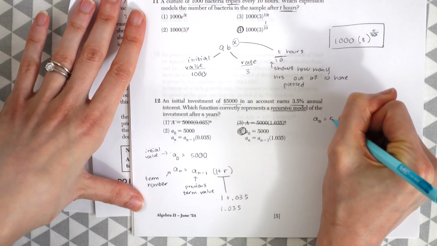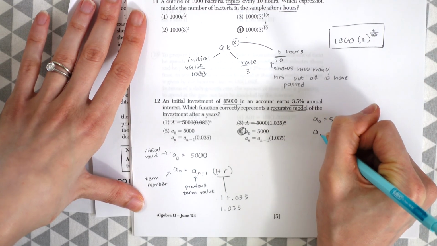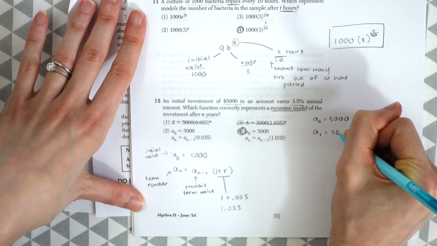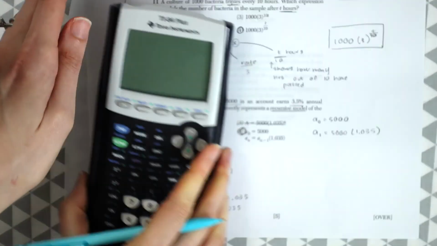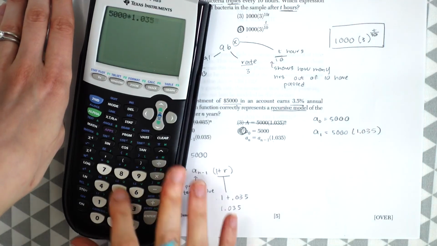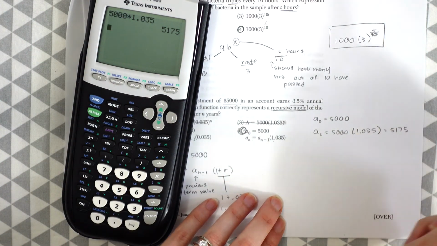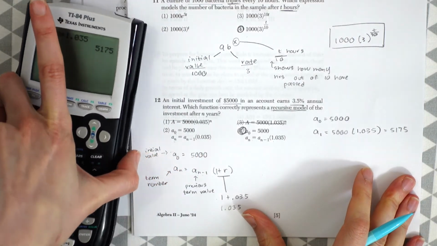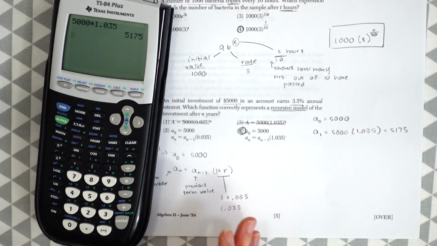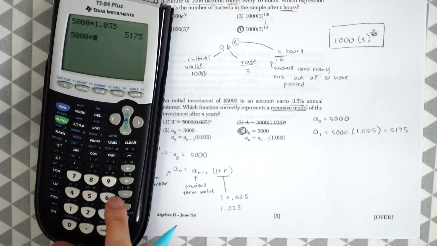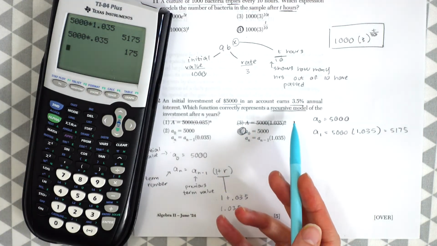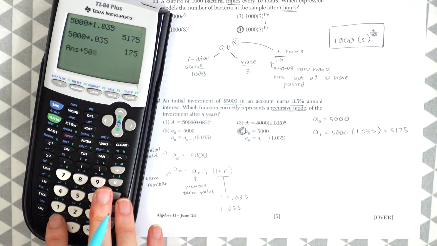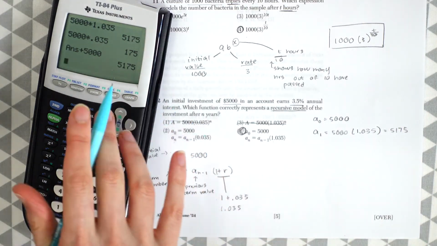We have a sub 0 equals 5,000. And then our first term is going to be 5,000 times 1.035. If you plug that in, we get 5,175. And already this is looking correct, because if you take 5,000, multiply it times 0.035, you get 175. So with an initial investment of 5,000 plus the interest, if we're adding the initial value, you get exactly what we're looking for.